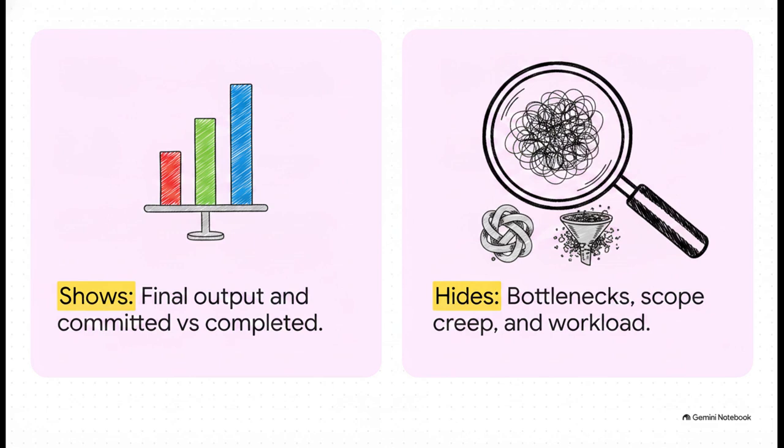Native velocity shows you the final output. It says, hey, the team underdelivered. But it completely hides the context. It doesn't tell you that items just sat there for 3 days in code review waiting on an approver. It completely misses the massive scope creep that hit you on day 4. Native velocity tells you what happened, sure, but it is entirely silent on why it happened.